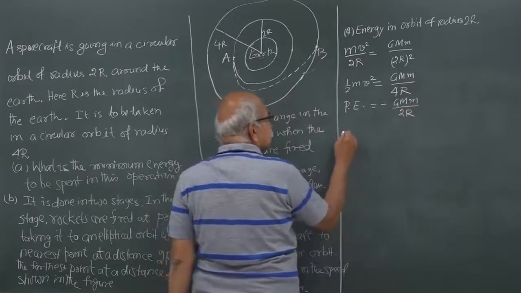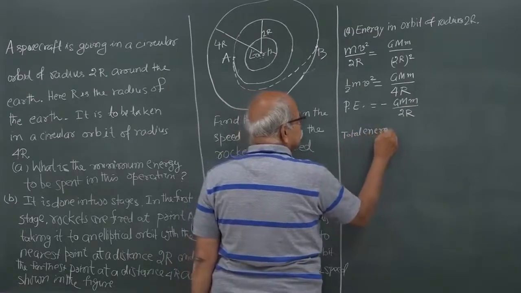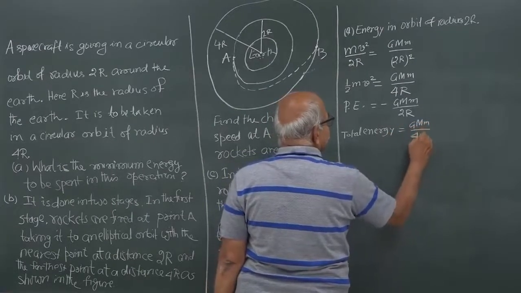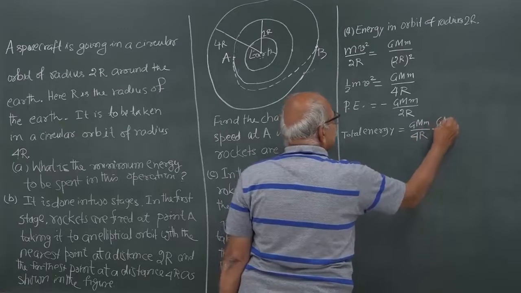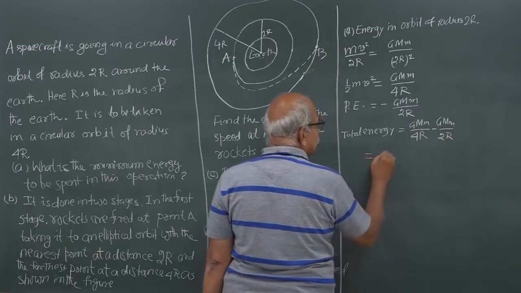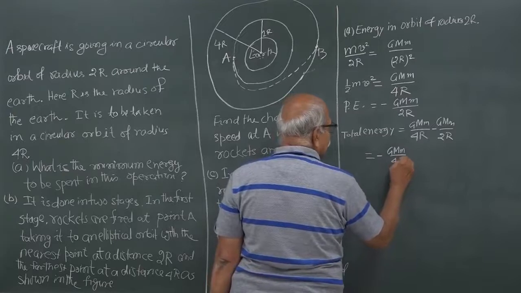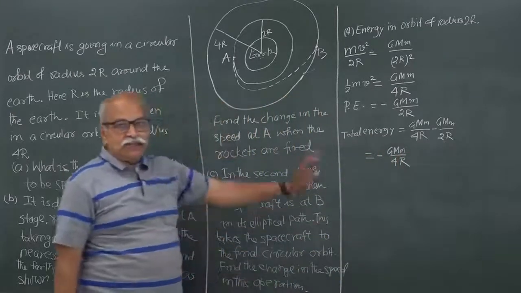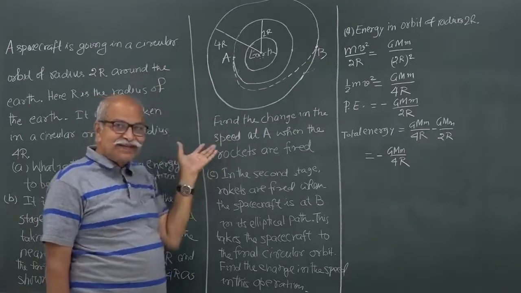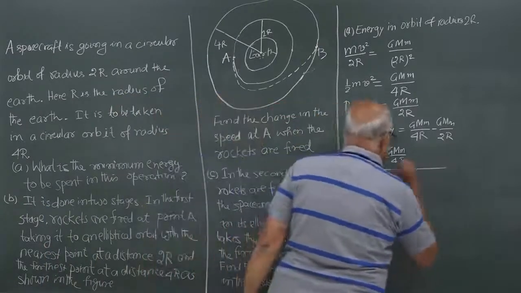So, what is the total energy? The total energy is G M m divided by 4r minus G M m divided by 2r, which will be minus G M m divided by 4r. It has to be negative. For a bound orbit, the total energy must be negative, at least in this inverse square central attractive force.